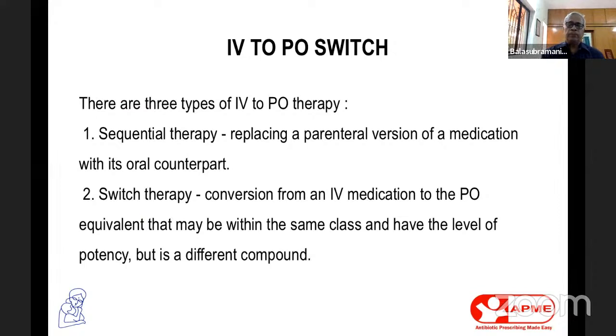Switch therapy. It may not be always possible because you use drugs like ceftriaxone. There's no ceftriaxone orally. So switch therapy, what is it? Conversion from an IV medication to the oral equivalent. And here, earlier it was thought that you must use the same class of drug, almost like monogamy. Now it is agreed upon you can switch from one class to another. It must have the same level of potency. It can be a different compound.